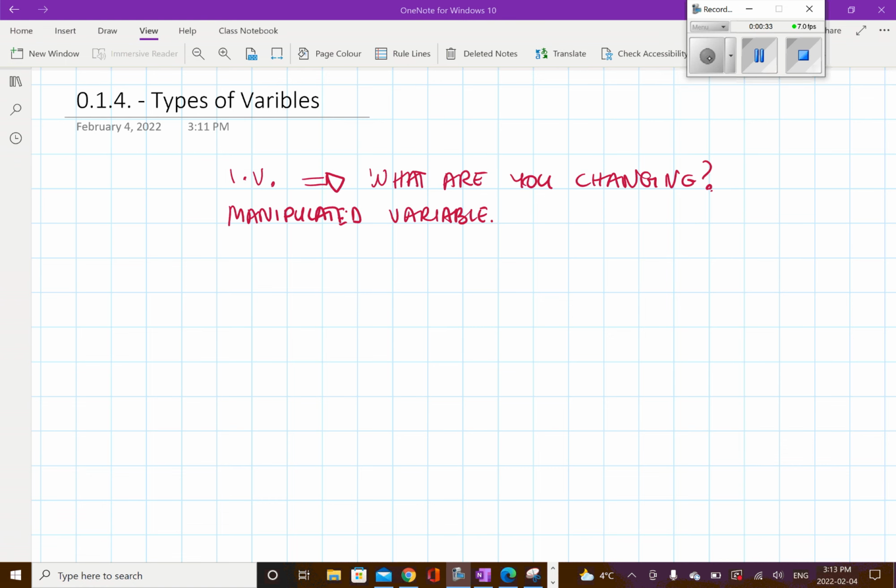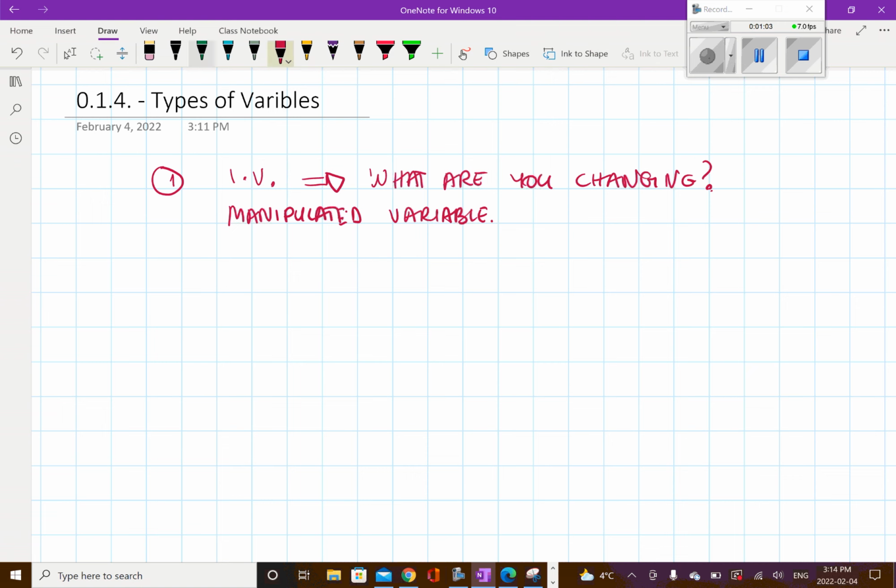So the manipulated variable, or the quantity that we are manipulating, or the independent variable, this is the same thing, is found by asking the question, what are you changing in an experiment? So that physical quantity, or that variable, will be the independent variable or manipulated variable. This is the very first type. And in an experiment, you have only one independent variable. A good experiment cannot have more than one independent variable.